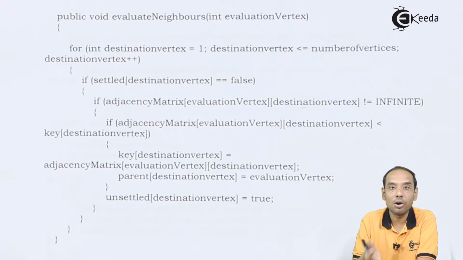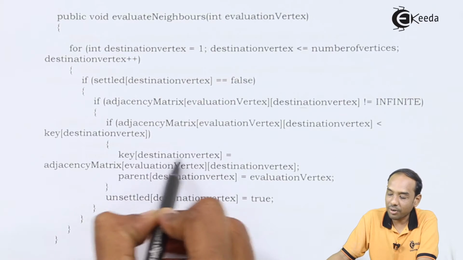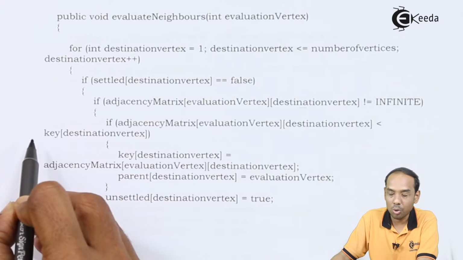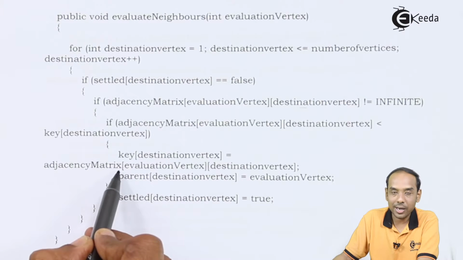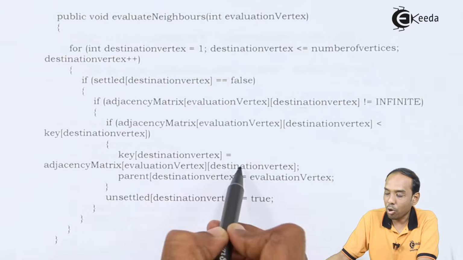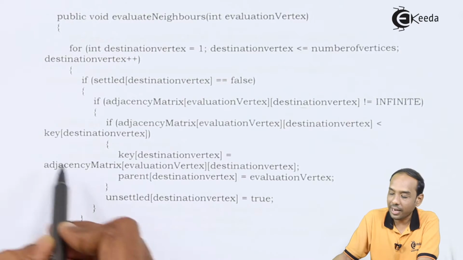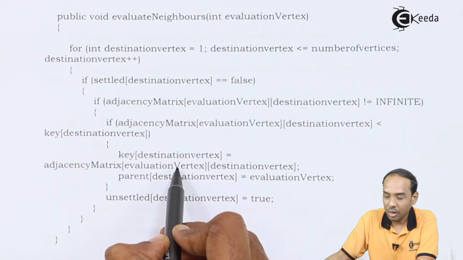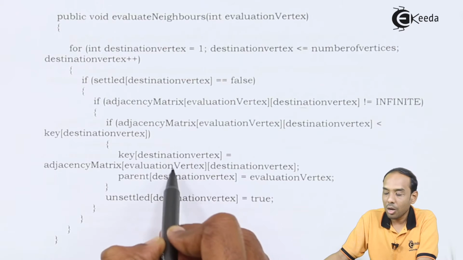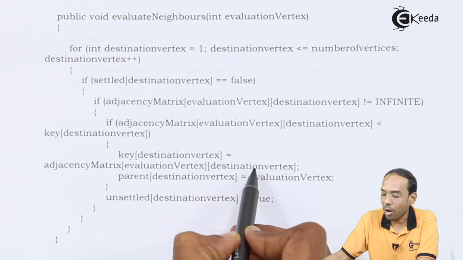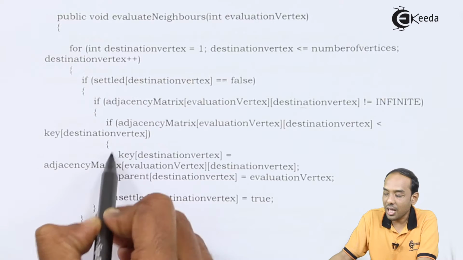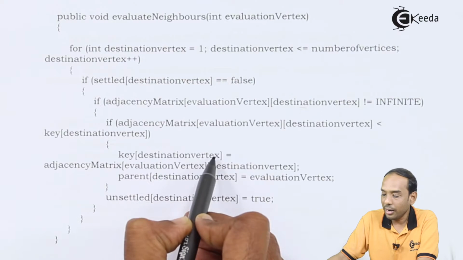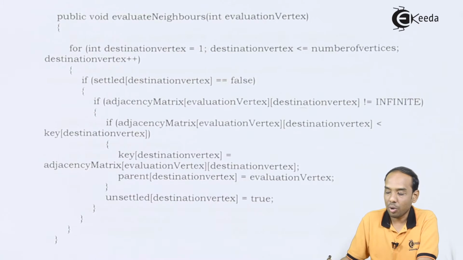If it is greater, we have already done with the previous set of function. So we have the key destinationVertex value. This value is going to be the adjacency matrix with the particular row and column. So we are going to find out the cell number by writing adjacency matrix with the evaluationVertex that defines the row, and this defines the column. This is going to be transferred to the key array with the index as destinationVertex.